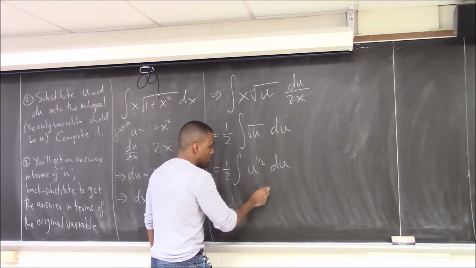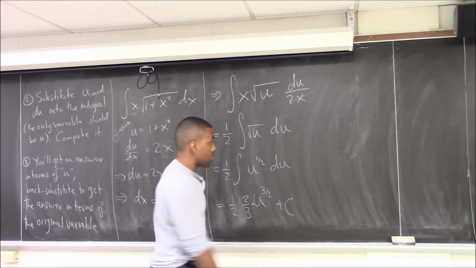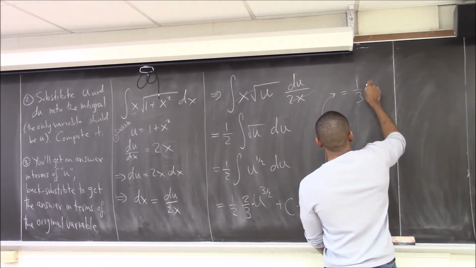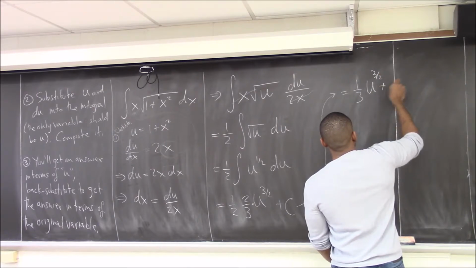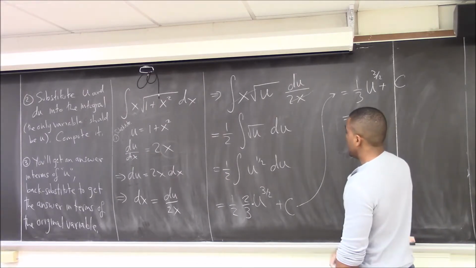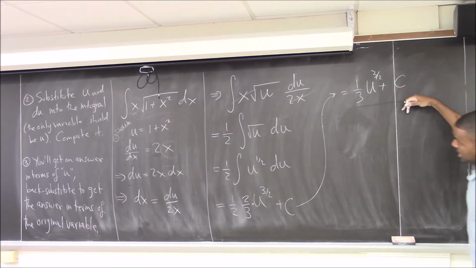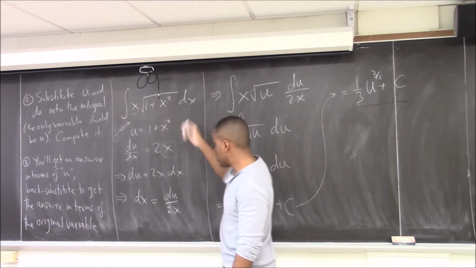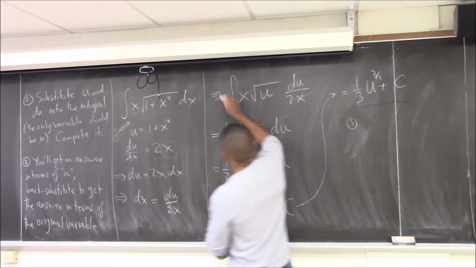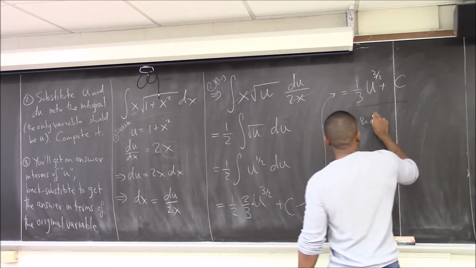That'd be u to the 3 over 2 times 2/3. And so that would be 1/3 u to the 3 over 2 plus c. And so at this point is where you do the back substitution. This is your answer, but that's your answer in terms of u when the question was posed to you in terms of x. So what you do now is afterwards, step 2 was to plug in, and step 3 now is to back substitute.